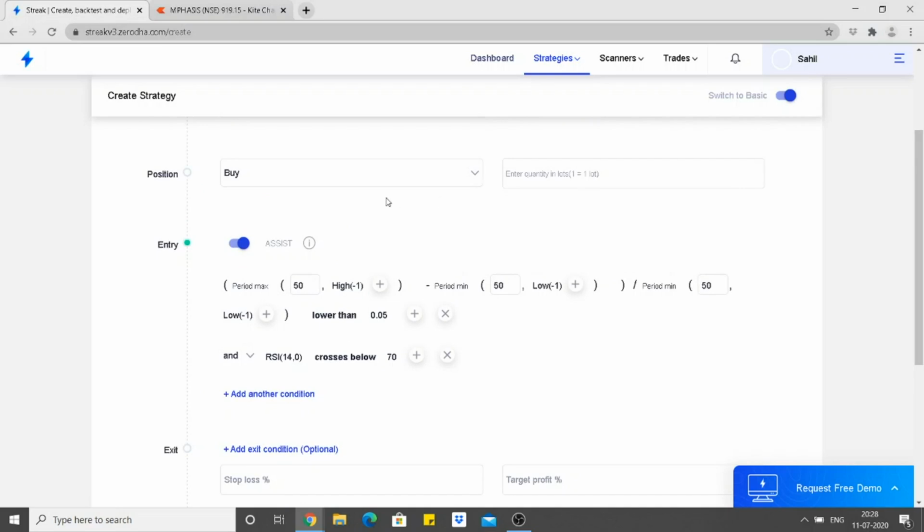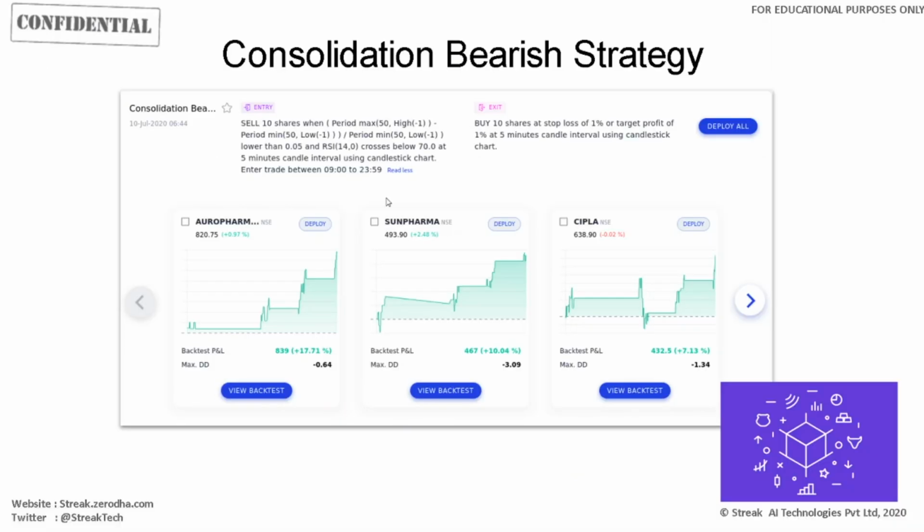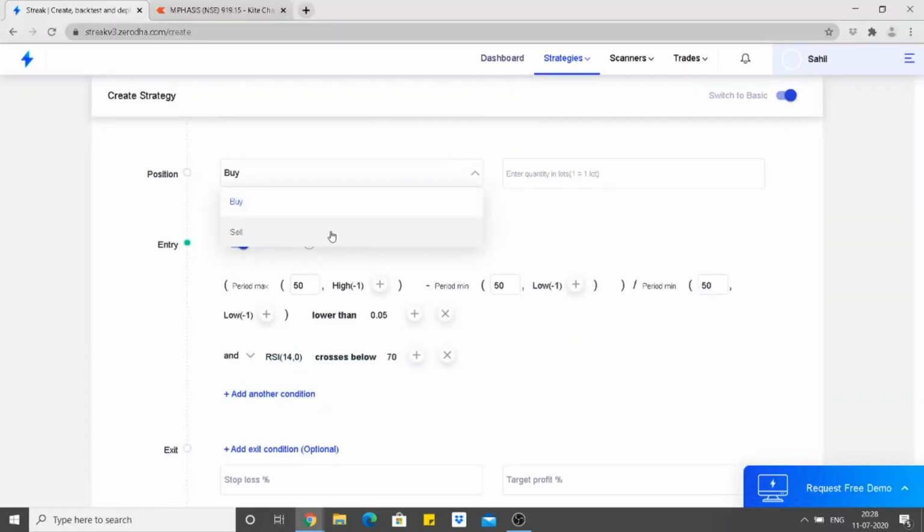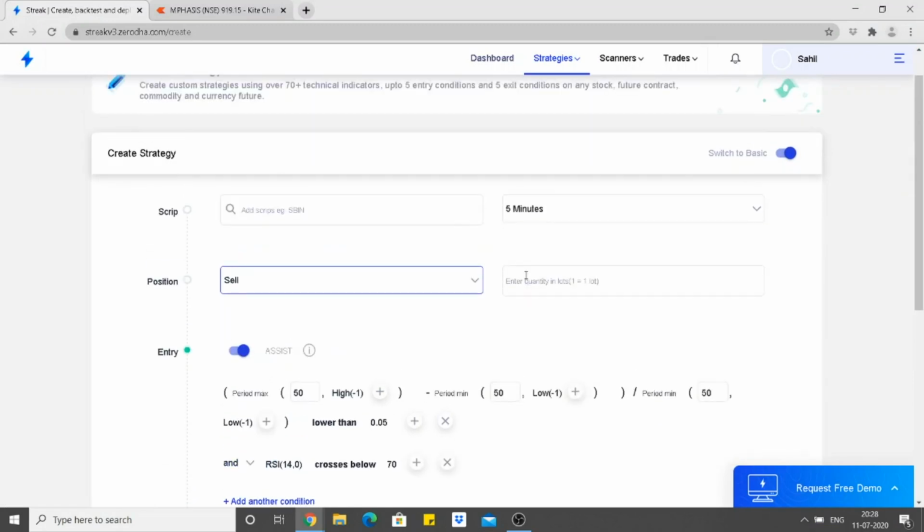So this is a consolidation bearish strategy. So it is going to be a sell position that we are going to take. Quantity 10.